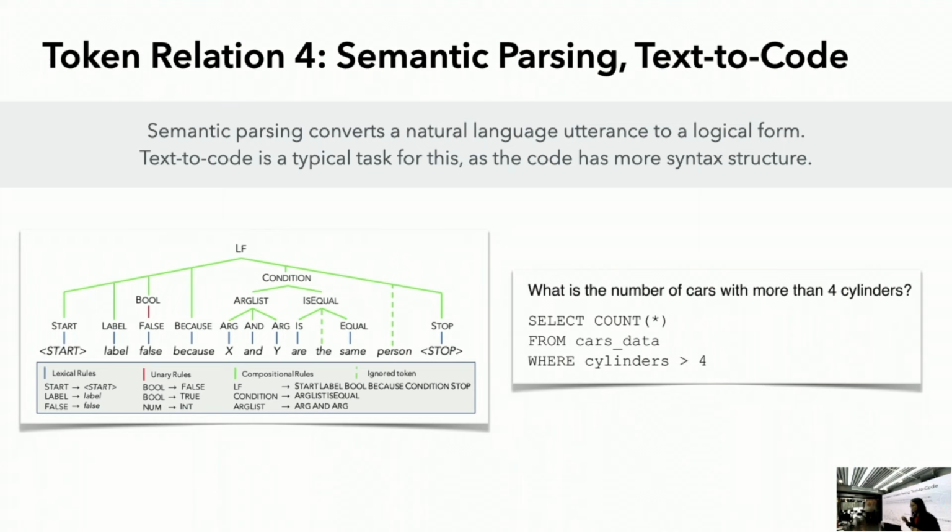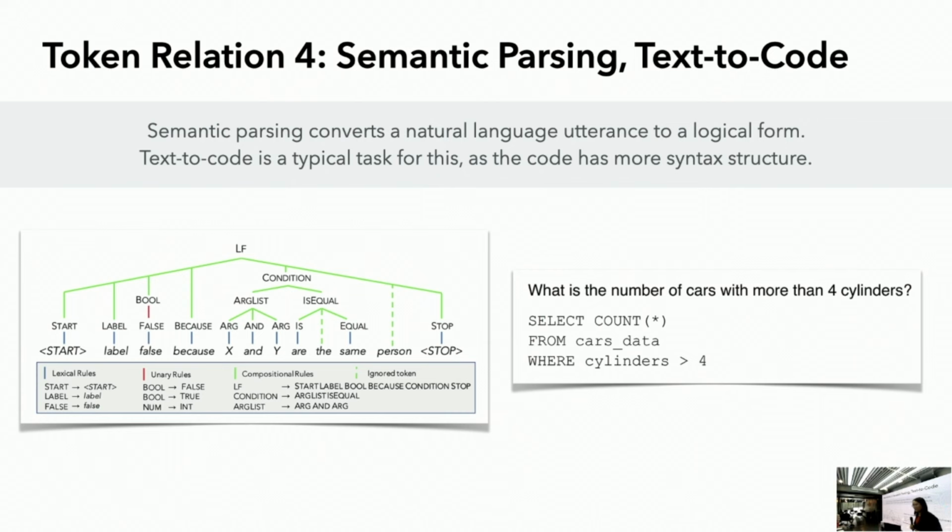Semantic parsing and text-to-code also get very popular today, especially if you think about large pre-trained language models. We add this kind of code generation to be part of the pre-training process or fine-tuning process, where you could ask models to follow instructions at a very fine granularity.